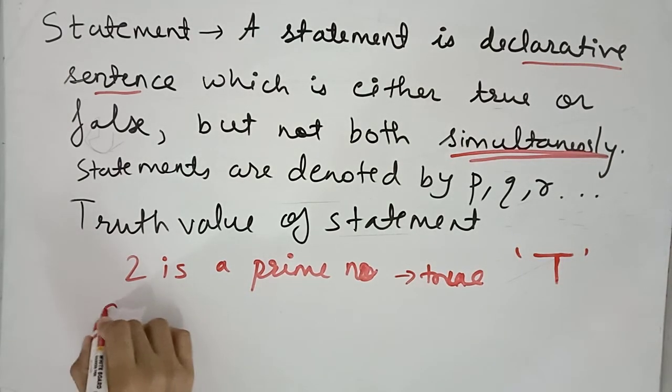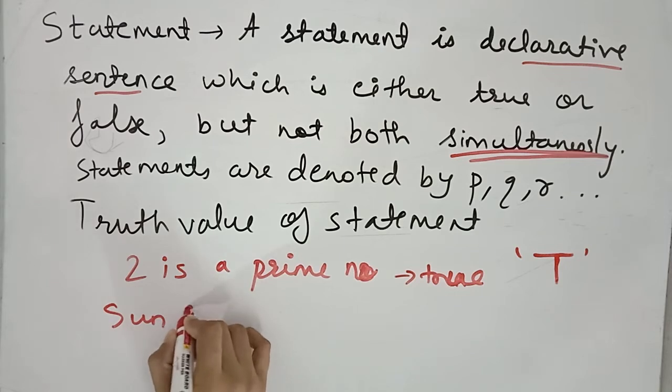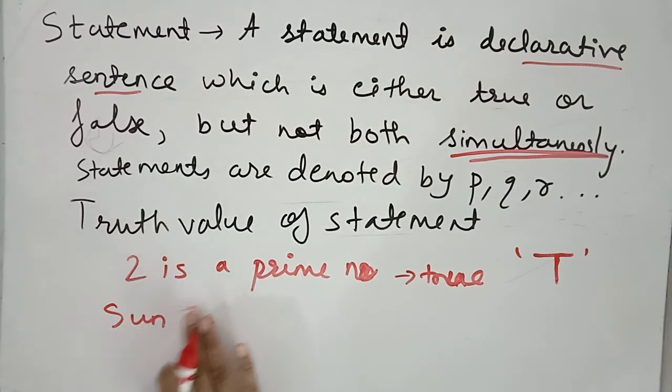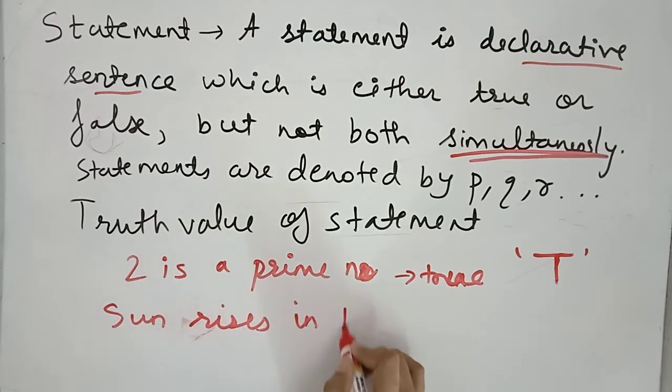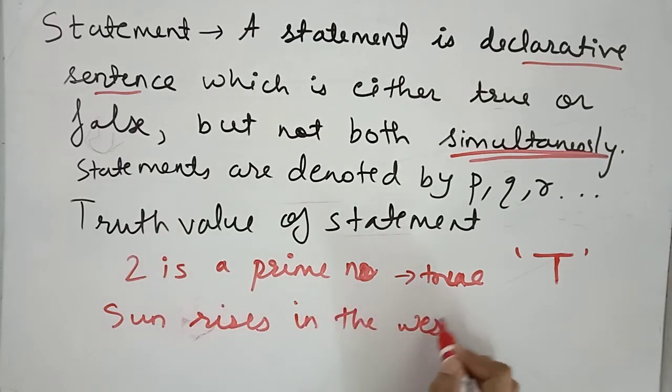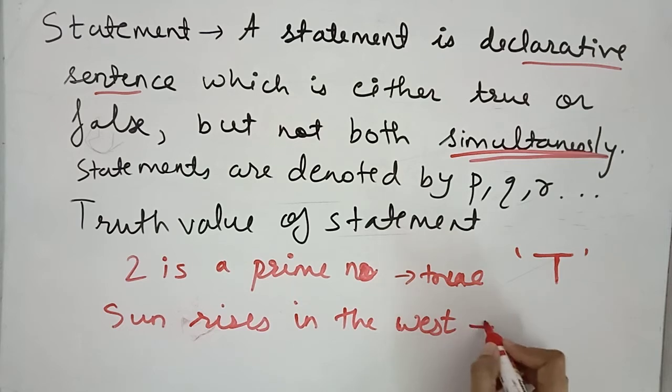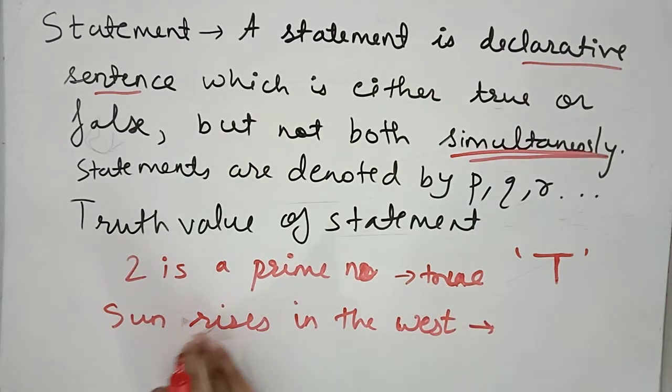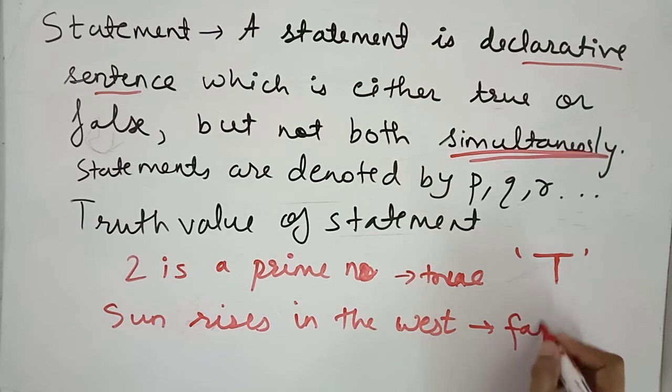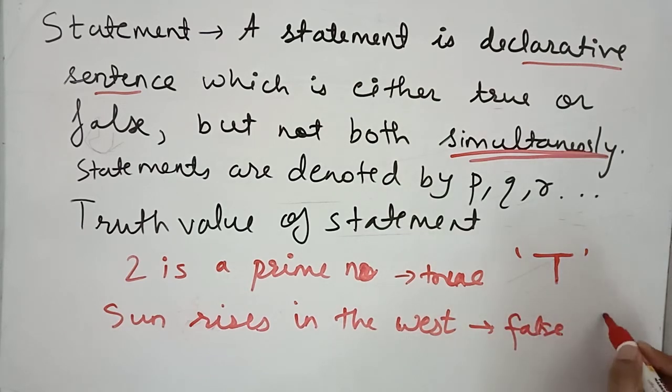Next example we have seen is sun rises in the west. This statement is wrong because sun rises in the east. So this is a false statement. So its truth value will be false, which is denoted by F.